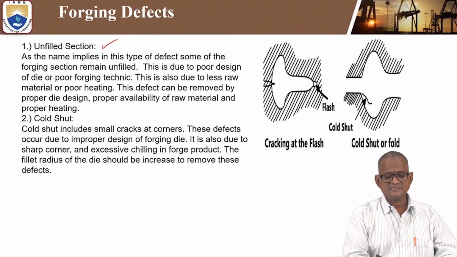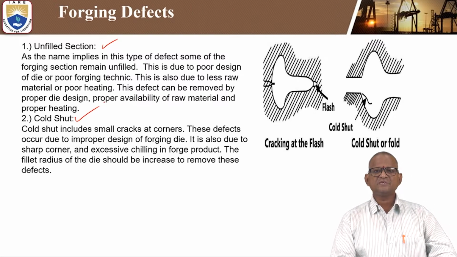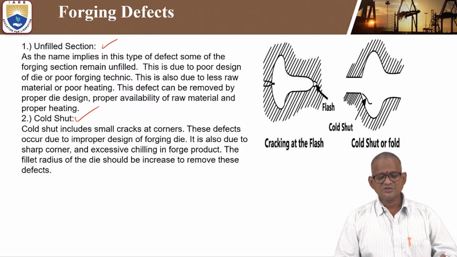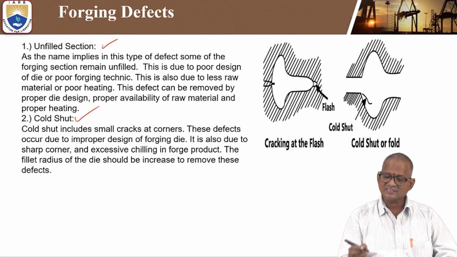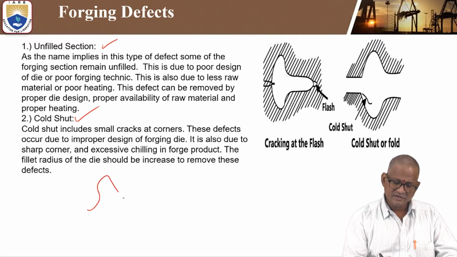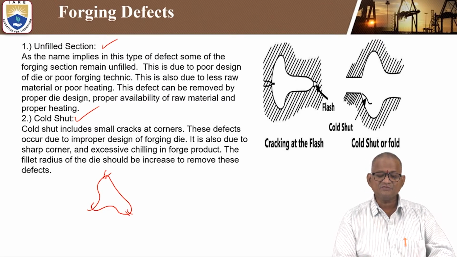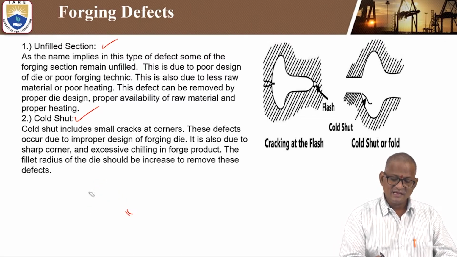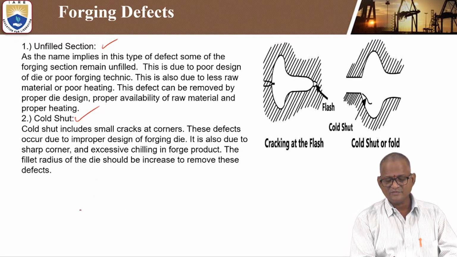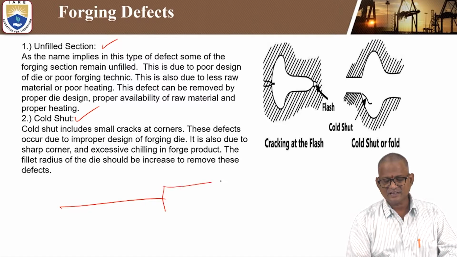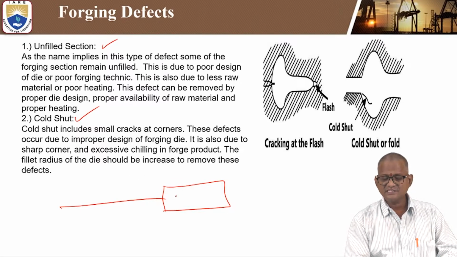Let us see, cold shut includes small cracks at the corners, at the ends of the component, and these defects occur due to improper design of the forging die. So once again, I am focusing with the help of the cause and effect diagram. For example, the defect is cold shut.